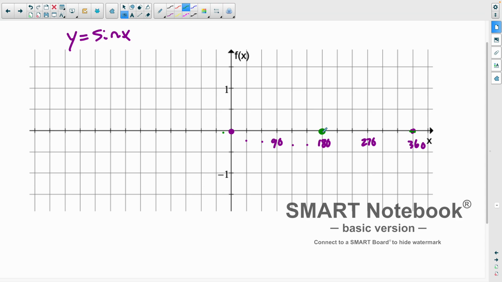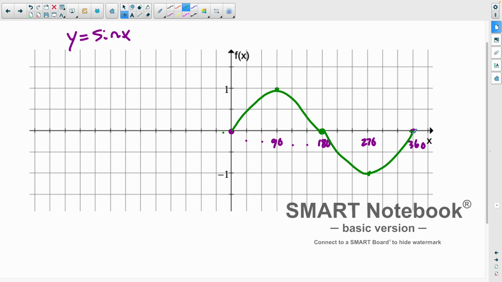At 90 in the middle is where it hits its high point. It hits a high point at 1. So that graph goes there. At 270, it hits its low point down here at -1, and it goes there. Okay? So that's a sine graph. That's how I would draw it.